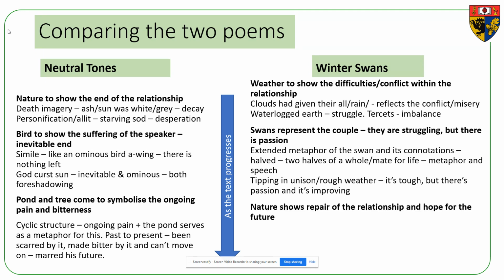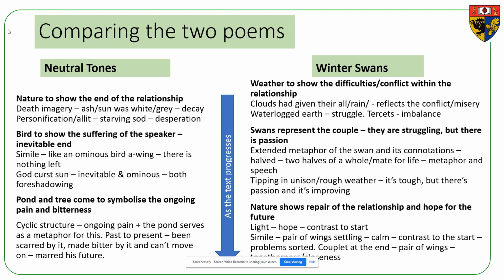This is a real contrast by the end of Winter Swans. Shears uses nature at the end of Winter Swans to show the repair of the relationship and the hope that they have for the relationship. So they don't have a cyclic structure in Winter Swans. In fact, what he actually uses is a contrast. So the last stanza features the afternoon light, which is often a symbol of hope, which is a real contrast to the start when he was talking about the clouds and the rain. So it's suggesting that things are improving in their relationship. There's hope for their relationship.